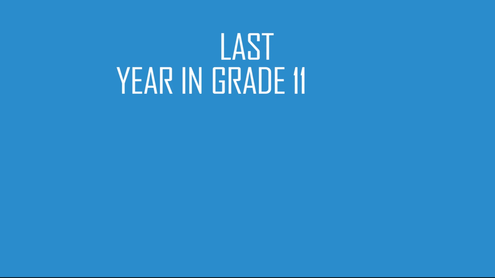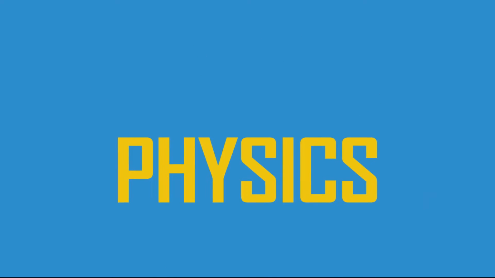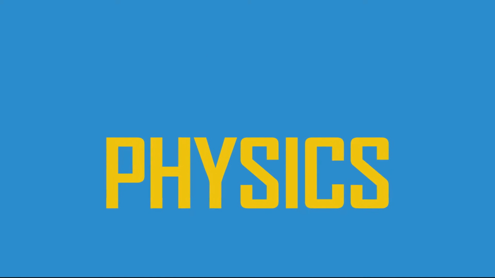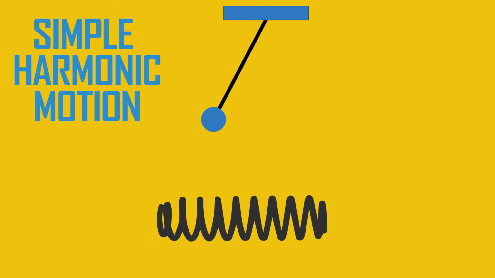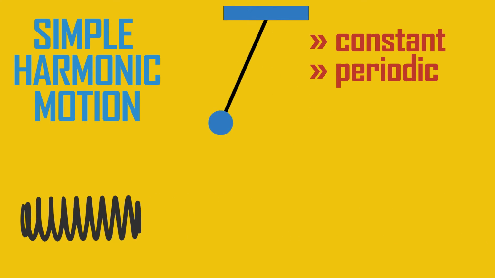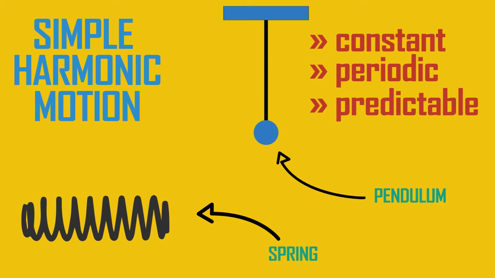Last year in grade 11, I for the first time took physics. One of the most interesting concepts I learned in that class was simple harmonic motion. Simple harmonic motion refers to the simplified model of motion of objects that move in some sort of constant, periodic, and predictable way, for example, a pendulum or a spring.